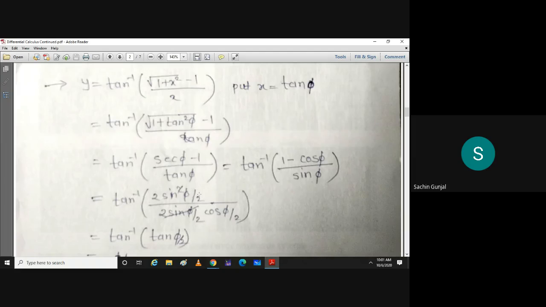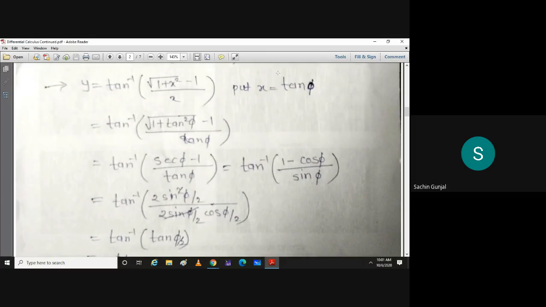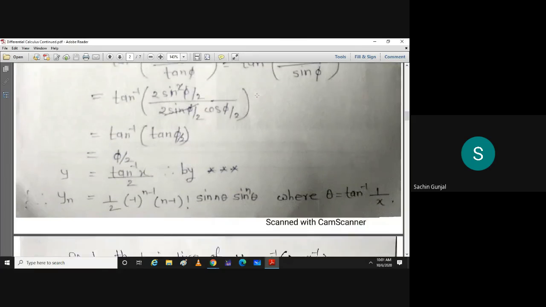So 1 minus cos phi is 2 sin square phi by 2, and sin phi is 2 sin phi by 2 cos phi by 2. So one sin will get cancelled and 2 will get cancelled. So in numerator you will have sin phi by 2 divided by cos phi by 2, which is tan phi by 2. So tan inverse tan phi by 2 becomes phi by 2. So phi is tan inverse x. So 1 by 2 tan inverse x is the simplified expression for y.